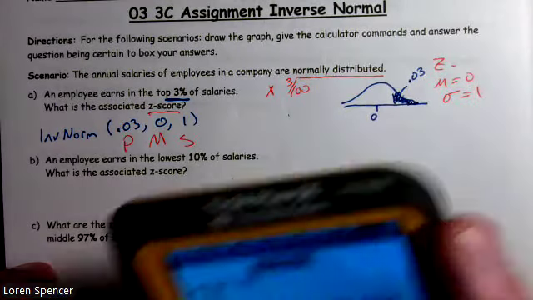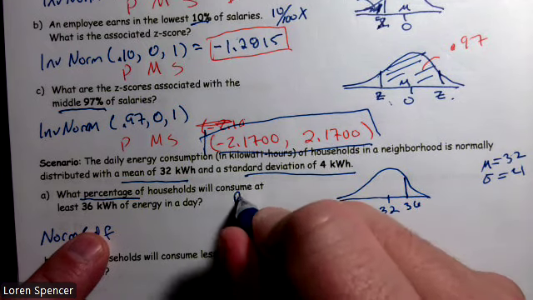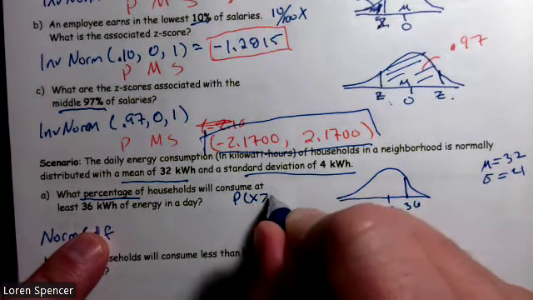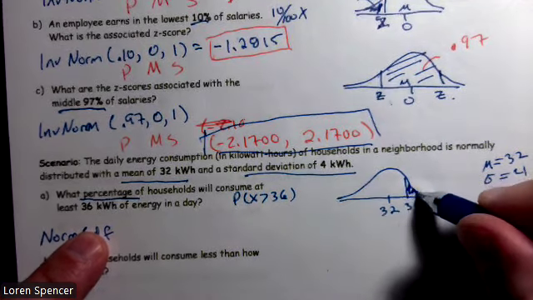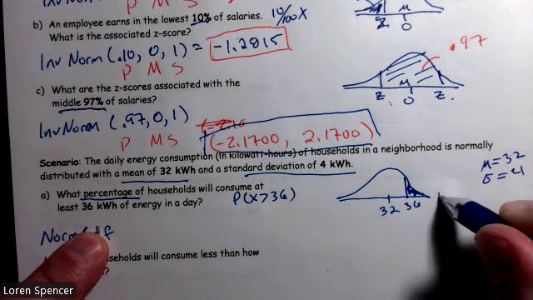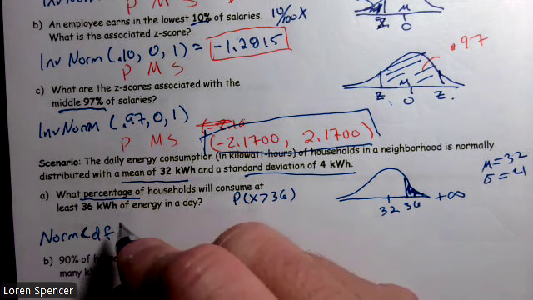Our picture is going to look something like this. We know we have a mean of 32, a standard deviation of 4, but we're looking at 36. And it says at least, so we're looking for the probability that x is greater than 36. So we're looking for this area, and please remember this goes to positive infinity.